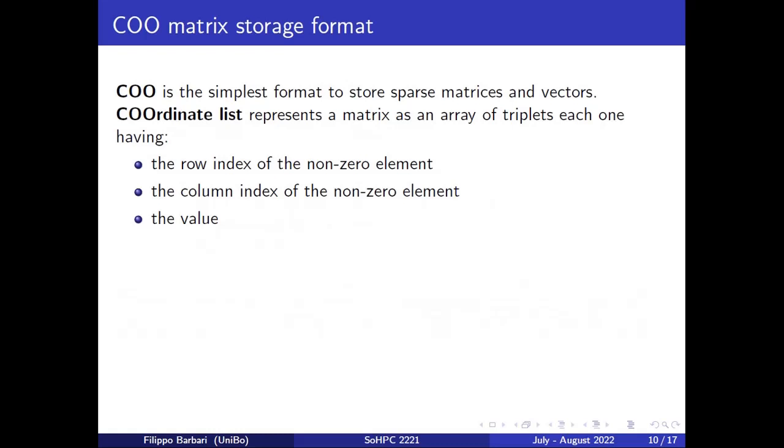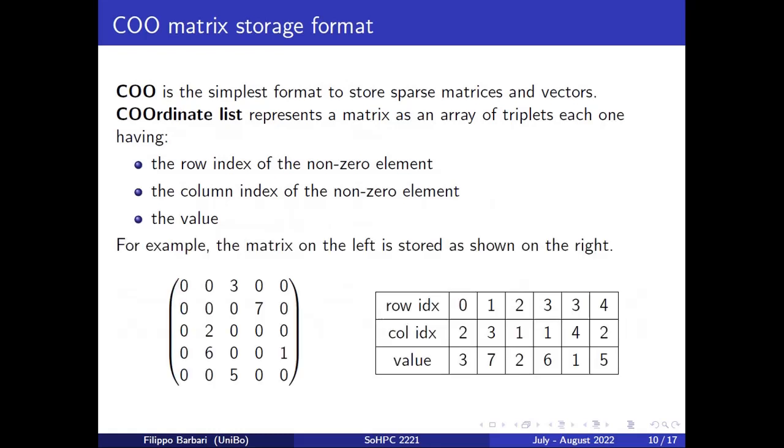The first one, and also the simplest one, is the COO, which stands for coordinate list, which simply represents a matrix as an array of triplets, each one having the row index, the column index, and the value of the element. Here we have a simple example. The matrix on the left is stored as COO, as shown on the right.